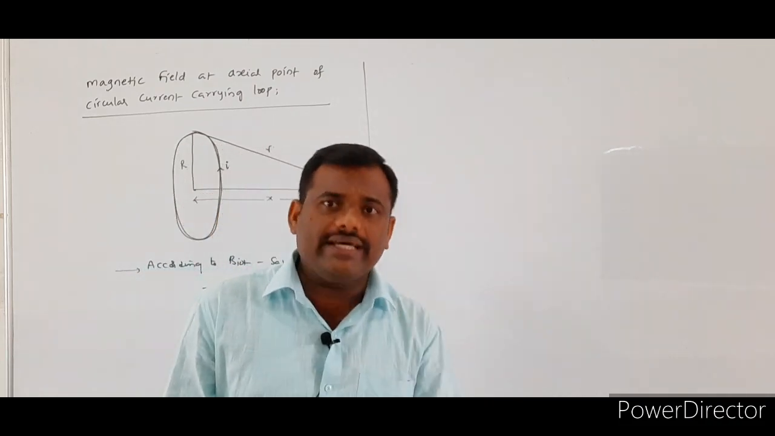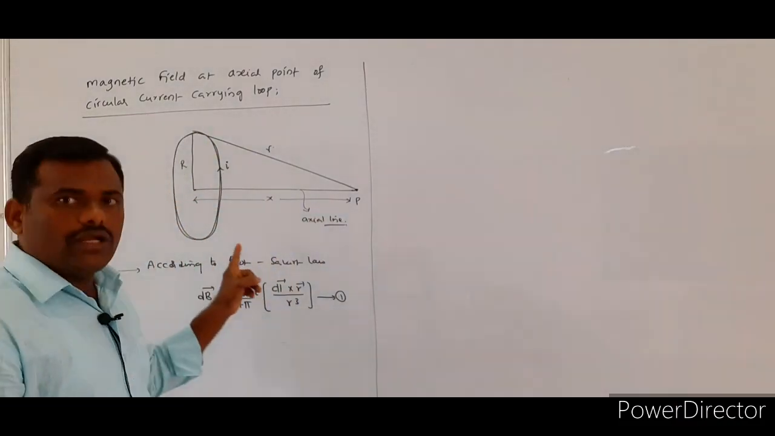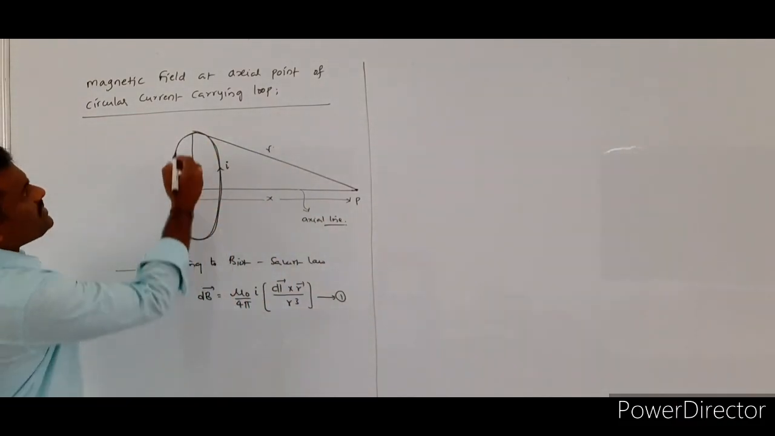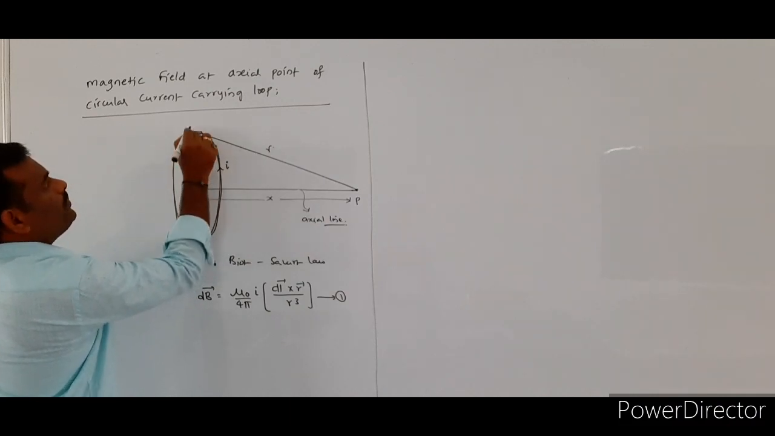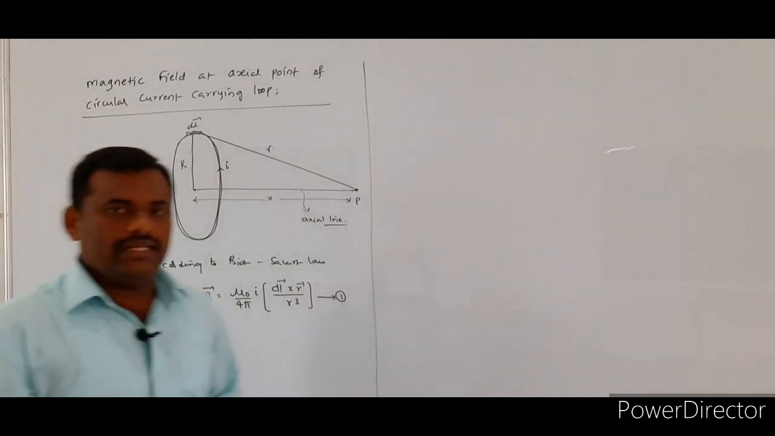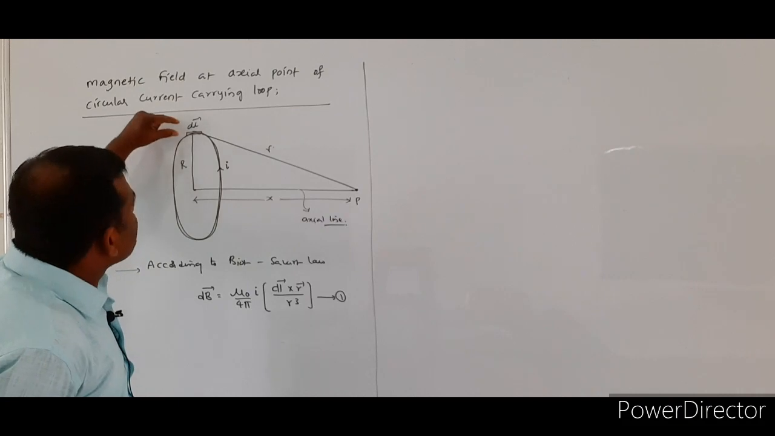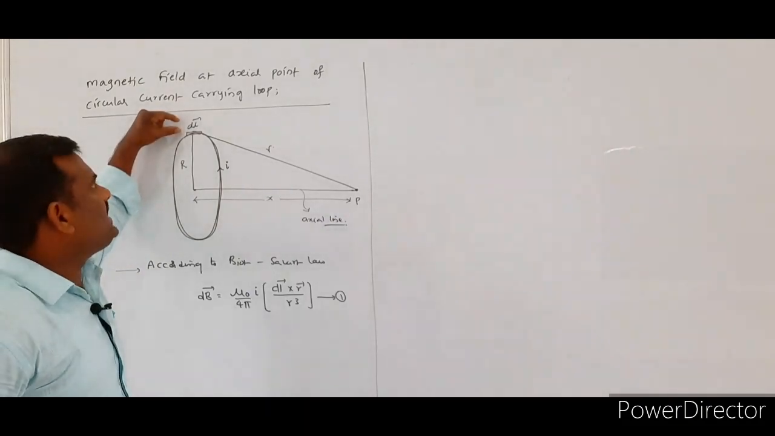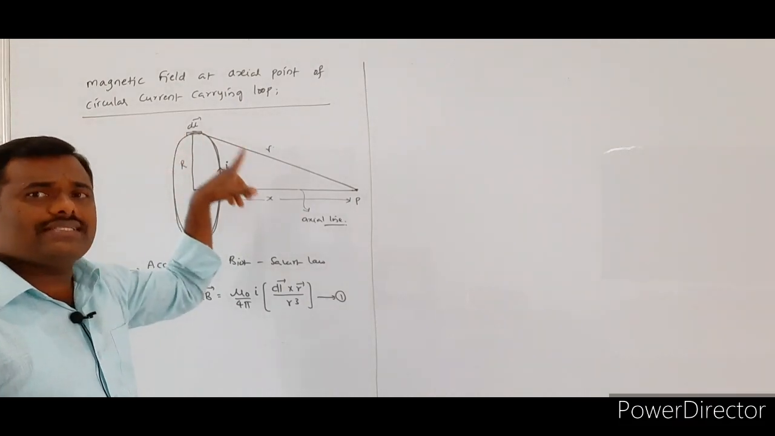You must consider a small element over the circular current carrying loop. So here, over the circular current carrying loop, I consider a small element dl. This is a small portion of the length, which is indicated by dl. So I know that the dl element was assumed.